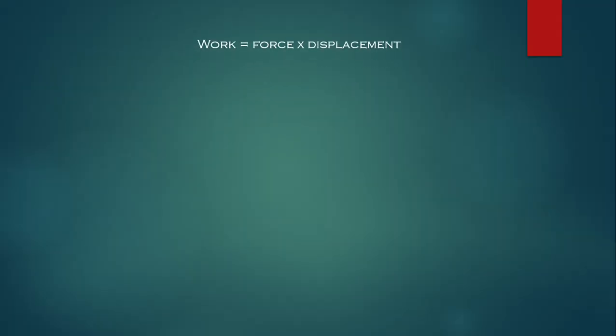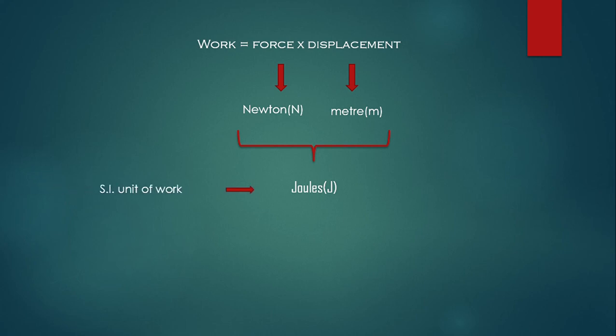Let us see some other relationship. Work is force into displacement. So the definition of work is the force you apply and the displacement that takes place. Now the SI unit for force is Newton and that for displacement is meters. These two combined together we get joules. So there is a unit called joule. It has been named after a scientist. So the SI unit of work is joules.